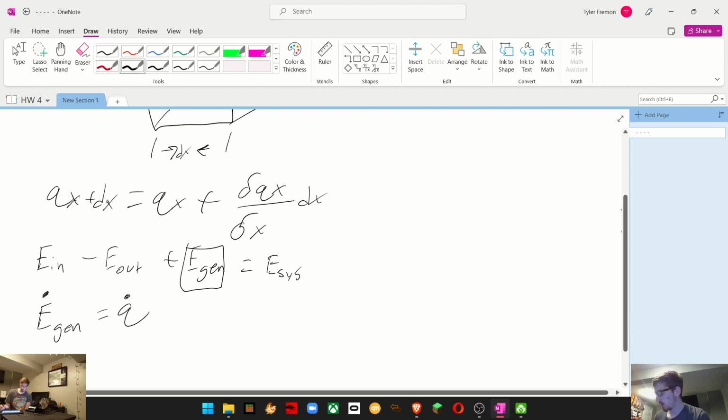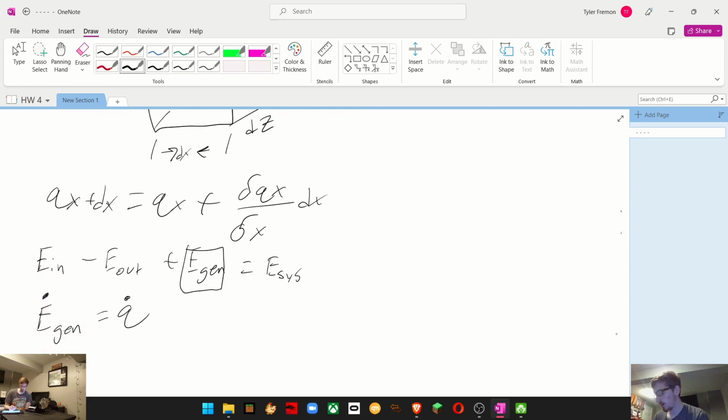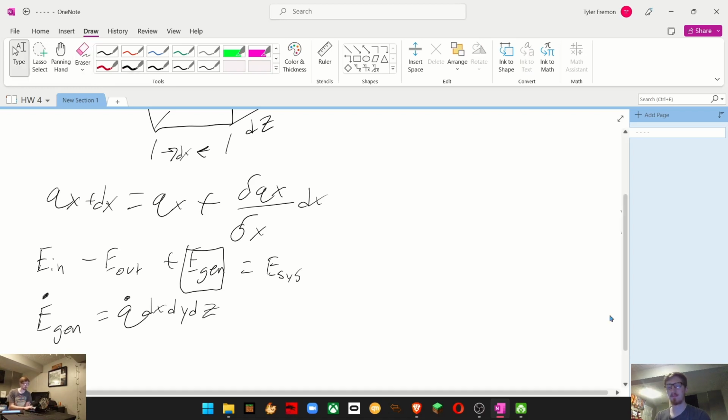In this case, the differential volume of our cube, our control system, can be expressed as simply the differentials of each of the dimensions of the cube, so the x, y, z directions. So instead of dV, we can just write this as the product of dx times dy times dz.